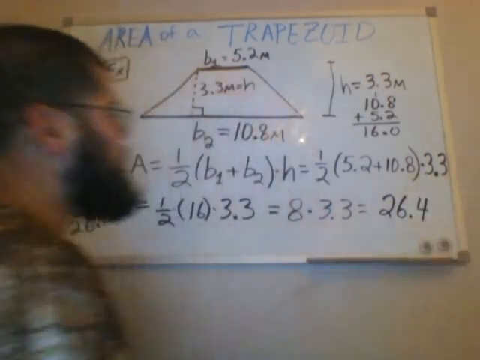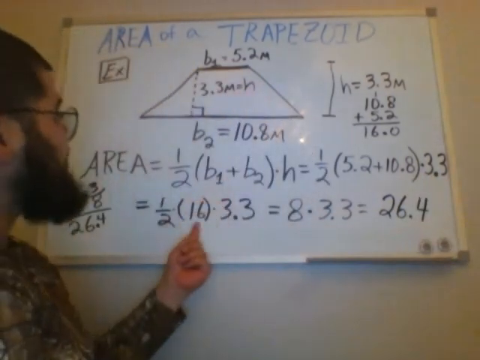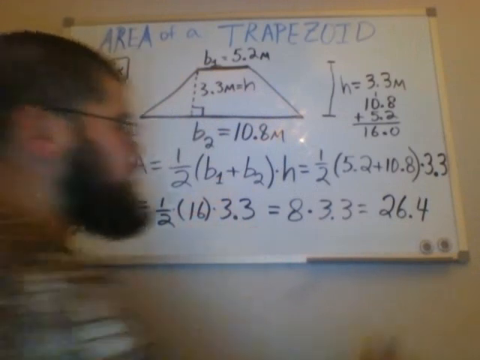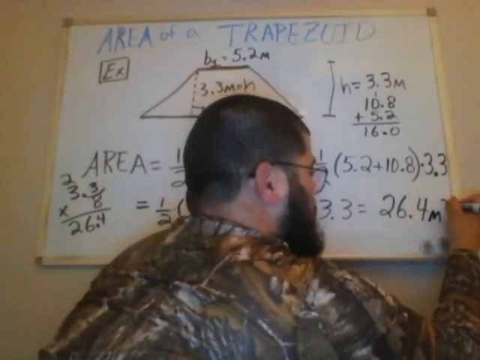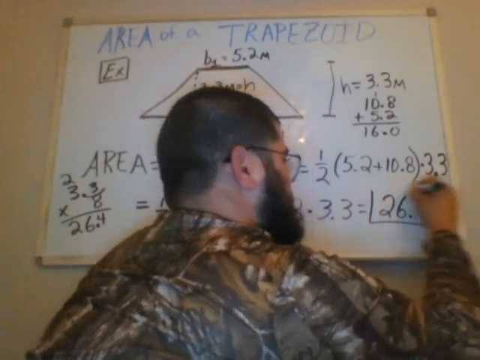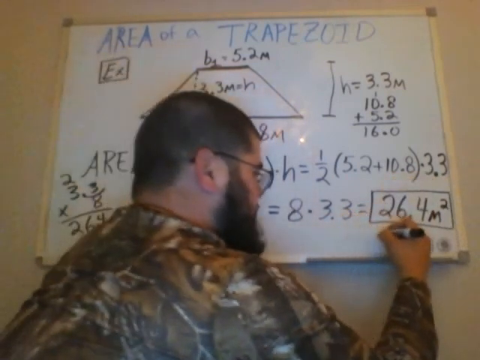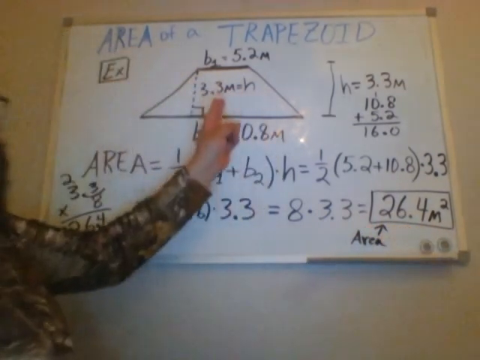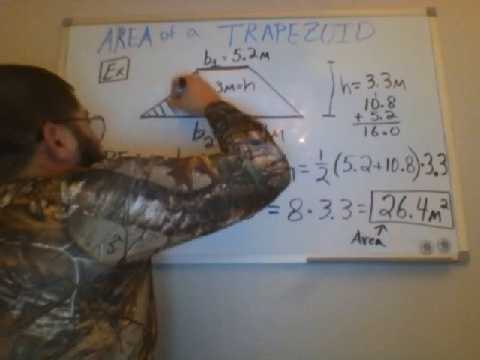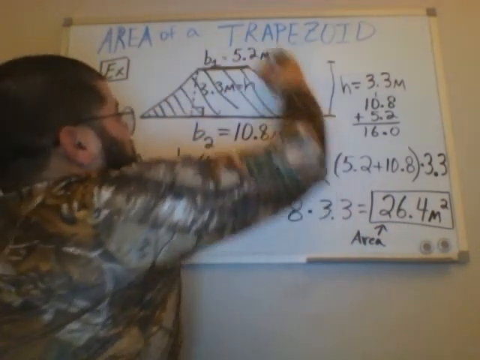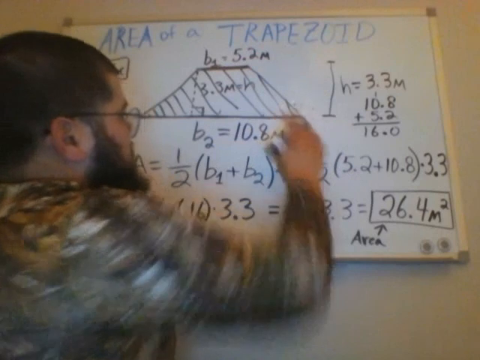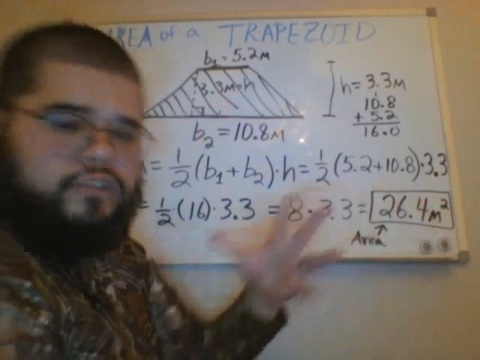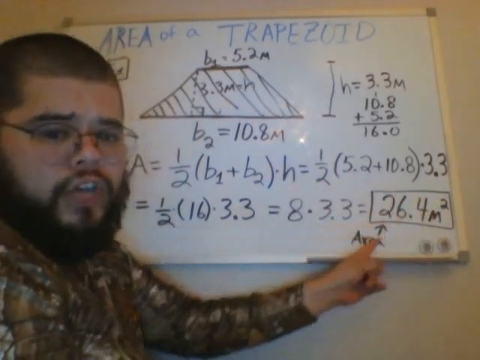26.4. And remember, down here, we did 16, which was in meters, times 3.3 meters. Meters times meters, we get meters squared. And this right here is the area of the trapezoid. That's the inside part. That's this thing. All of this inside part of this trapezoid is 26.4 meters squared, because remember, the unit has to be squared when you're talking about area.